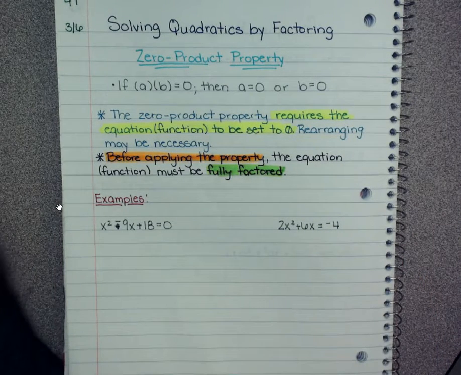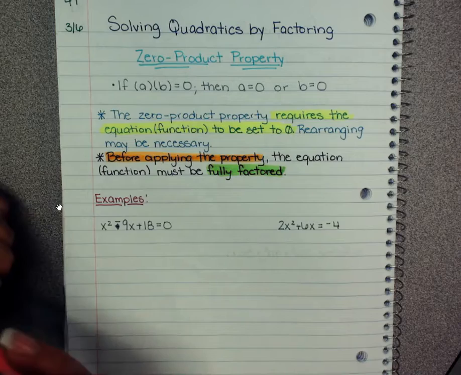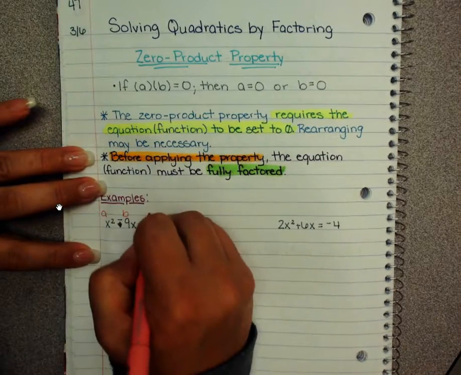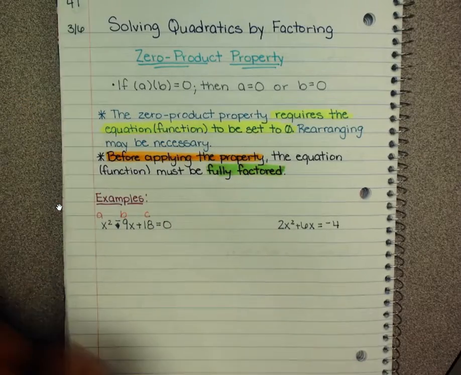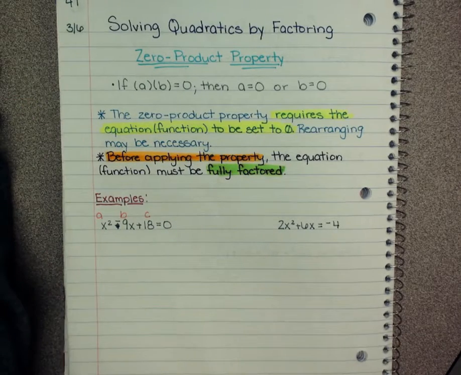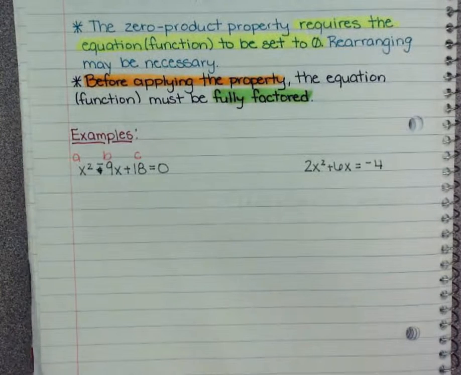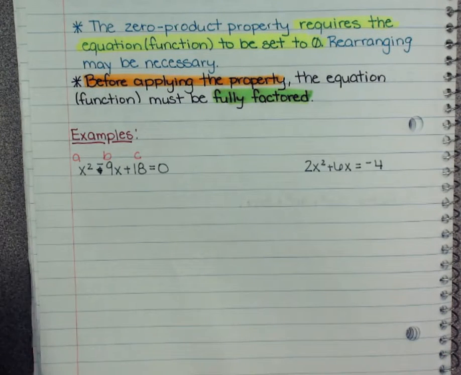Alright, so since we're set equal to 0 already, okay, looking at this problem, it's in standard form. So here's your A, here's your B, here's your C. We should already know. Let me go ahead and zoom in a little bit. Okay. We factor it like we factor everything right now with an X puzzle. So we're going to get our lovely little X puzzle here.